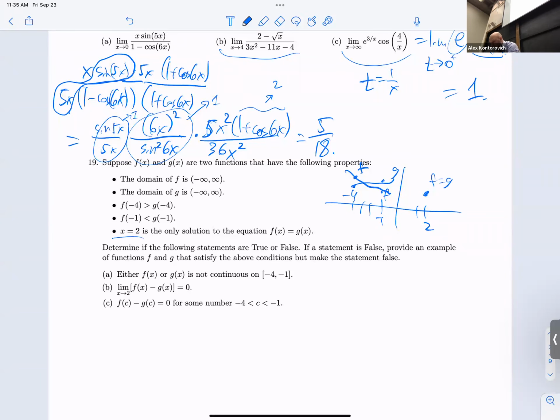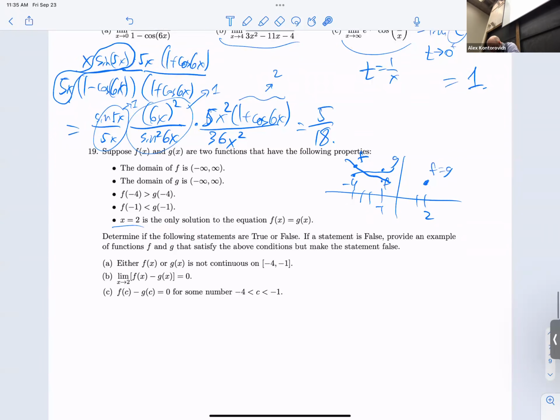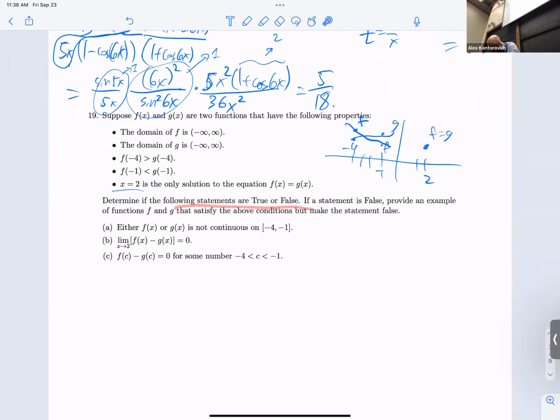Uh-oh, something wrong with what I drew. I'm saying they cross down here, but they're saying the only solution to this equation is outside of the interval -4 to -1. Your spidey sense should be going off. Determine if the following statements are true or false. Either f or g is not continuous.